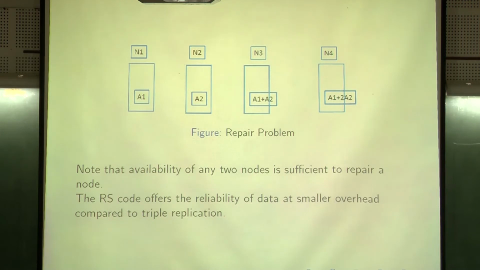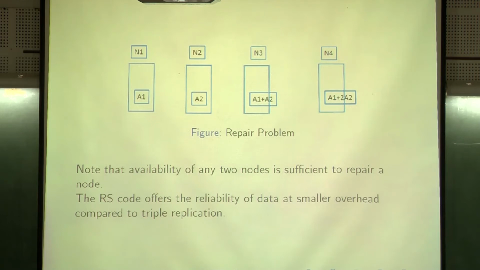Then the whole data will be available as a block. Sometimes block and packet get confused, so let's say it's a block of data. The whole file is divided into different blocks of data. In this case, the file is in 2 blocks of data. One will be in node 1, the second will be in node 2, and the 2 other nodes will be parity nodes holding linear combinations of them.